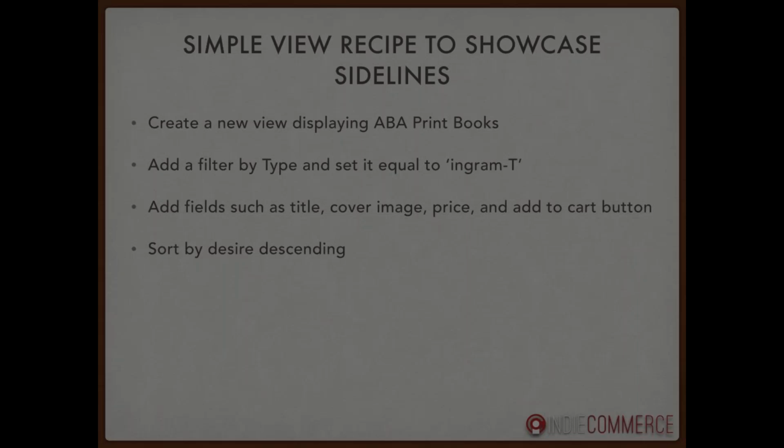There's basically four steps. Create a new view displaying print books. You add a filter by type and set it equal to Ingram T. Then you can add any fields that you want to. And then just to make a very simple, most popular products first, you could sort by the desire descending. So I'm going to bounce out of my slideshow and show you what this view looks like and how you can build it.